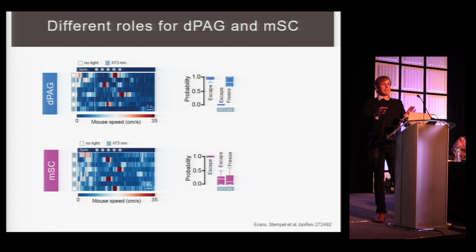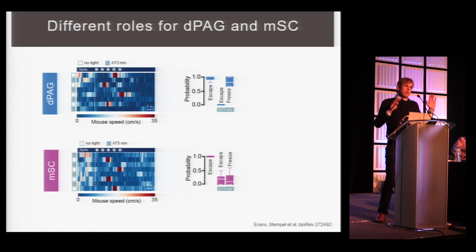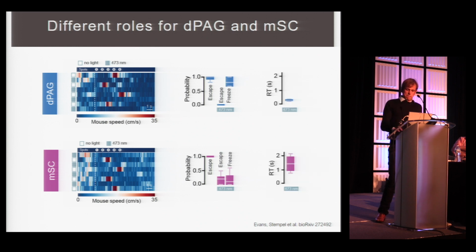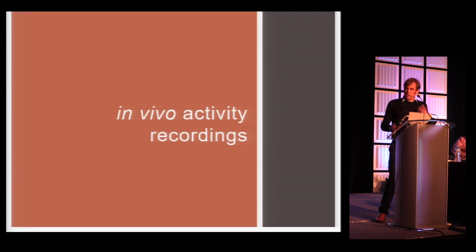The animal does not engage in any defensive behavior at all, suggesting that the link between threat and initiation of defensive behavior is messed up, or indeed the representation of threat itself, suggesting slightly different roles for the SC and the deep PAG. Now, what is it that these two regions are indeed doing during escape behavior?